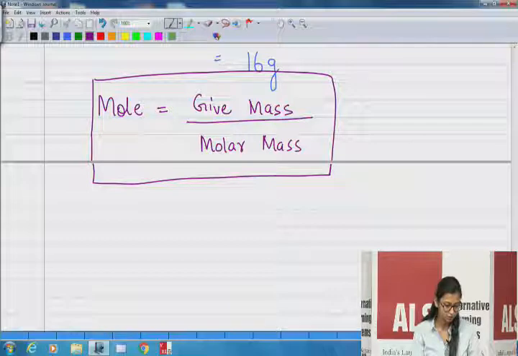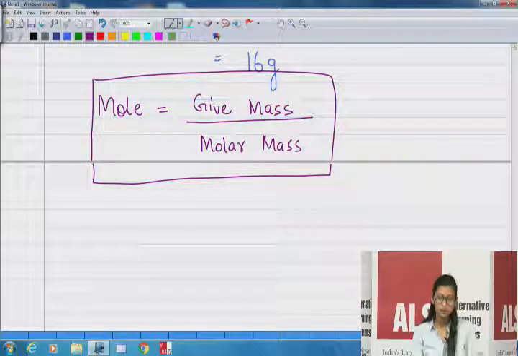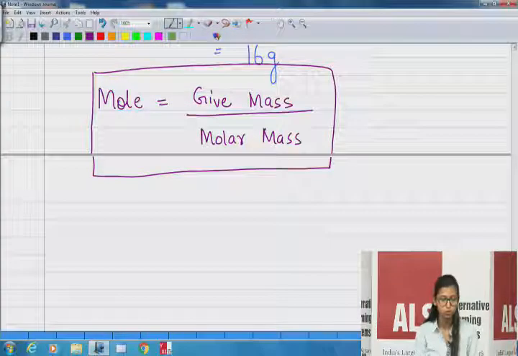Everyone written this formula? And there is one more formula, although you need not learn that particular formula, but if you want, you can.